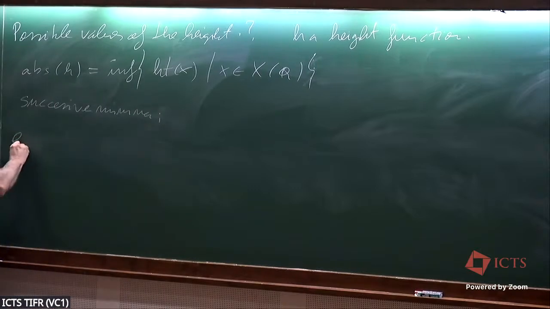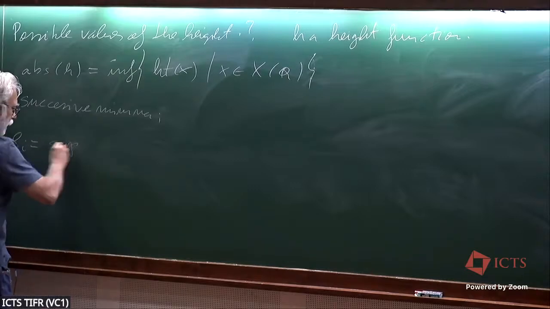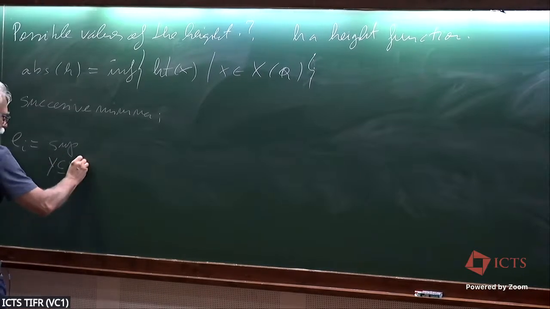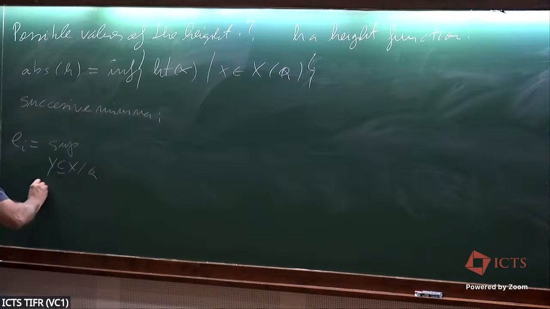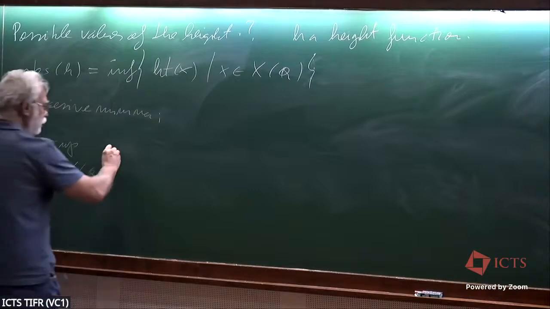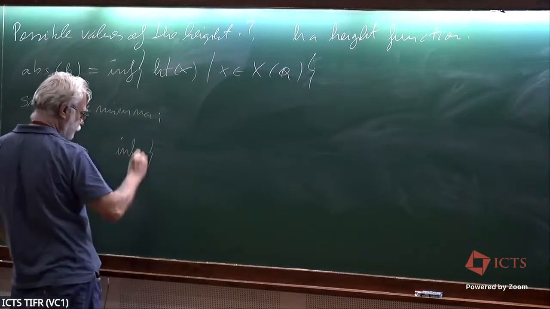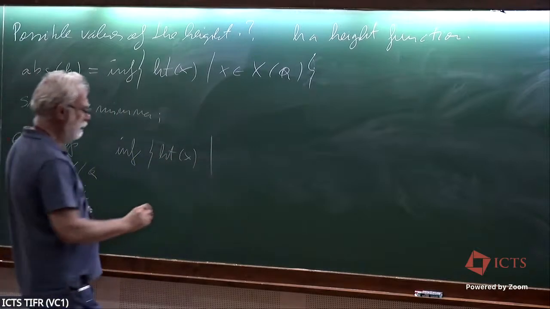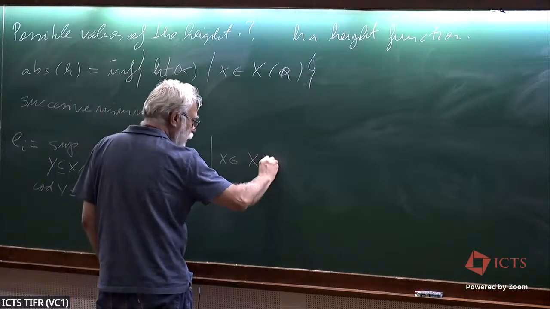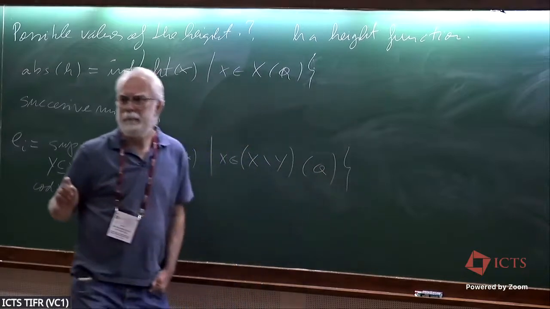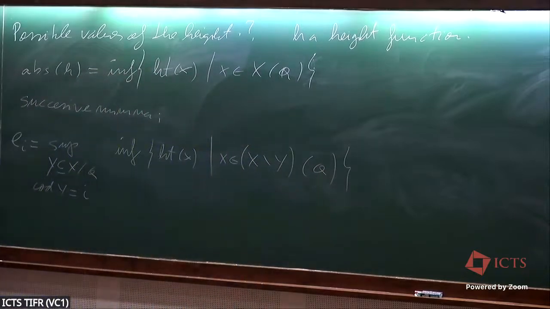So e sub i will be the supremum for all y inside X defined over Q, the codimension of y equal to i, and then the infimum of the height of x, but x now is a point that belongs to X minus y. Okay. So let's see a little bit what I am doing here.